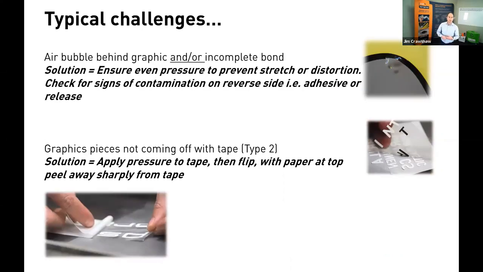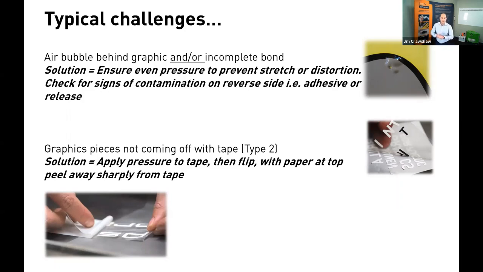Some other typical challenges: air bubble behind the graphic or incomplete bond. Shown in that top graphic, what we're looking at here is the surface of a graphic at the edge, and you're seeing a bit of a raised bubble. And this again is often due to pressure during application, using a burnishing tool or some hard object, which is destroying the properties of the graphic. You also have to look for signs of contamination such as adhesive or release agent. It could be sealing the back of the graphic if you're applying these things after the graphic's been applied to the mold.